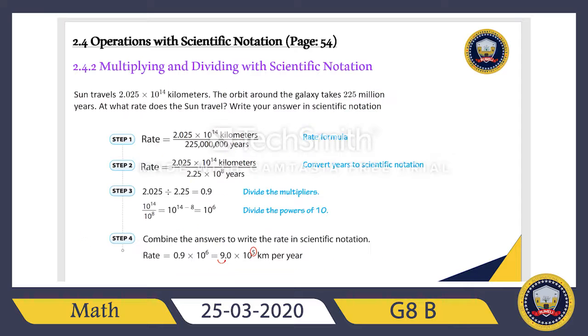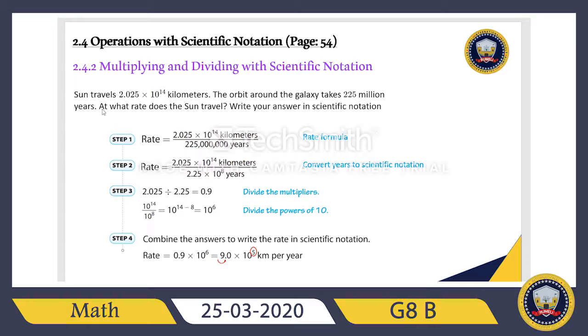All right, let's go to multiplication and division using this scientific notation. It's very easy, easier than addition and subtraction. Let's take this example. The sun travels 2.025 times 10 to the power of 14 kilometers. The orbit around the galaxy takes 225 million years, and I want to know what rate the sun travels with. So what is the rate?